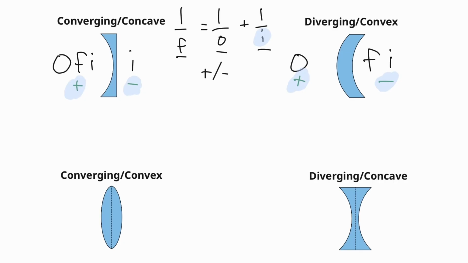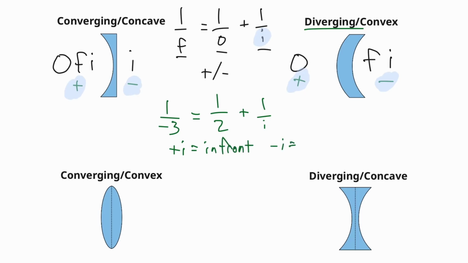For example, if you're told that you have a diverging mirror with a focal length of 3, you would set this up by starting with 1 over negative 3. And then if you're told that your object distance is 2, you would do 1 over positive 2 plus 1 over I, and you can now solve for I to find the distance of the image from the mirror. If the number that you get for I is positive, then you know that it's in front of the mirror. If it's negative, then you know that it's behind the mirror.